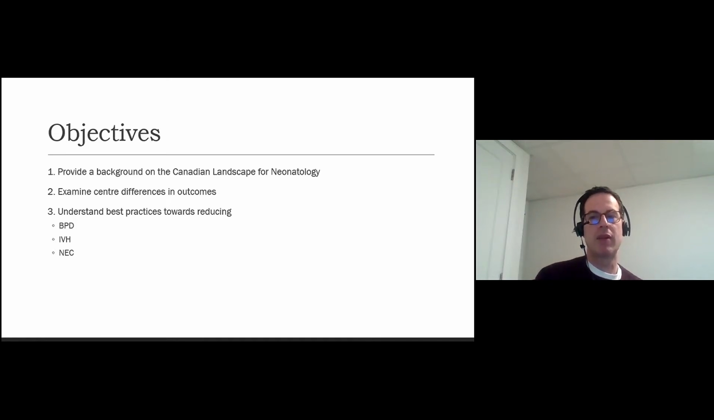And then we're going to look at what are the best practices towards reducing three things: BPD, IVH, and NEC. Why those three? Well, we have to fit everything into a 50-minute talk. There are other things such as ROP that I could have talked about, late onset sepsis, but in the interest of time, I've picked three that we can explore together.